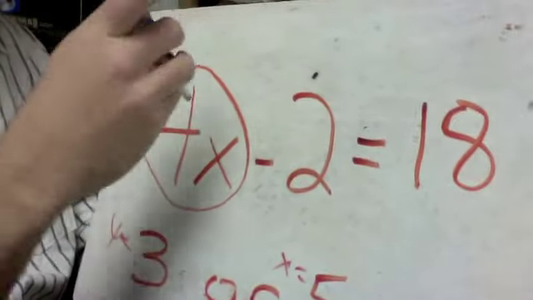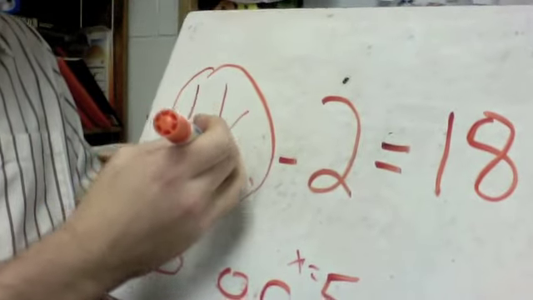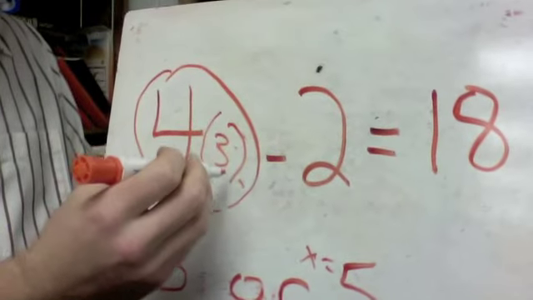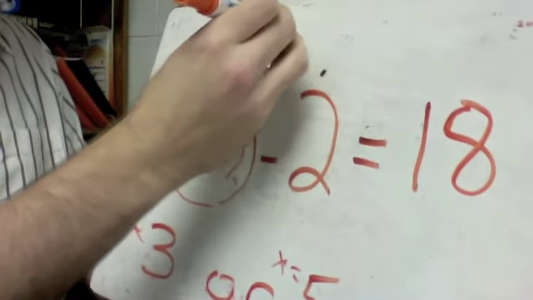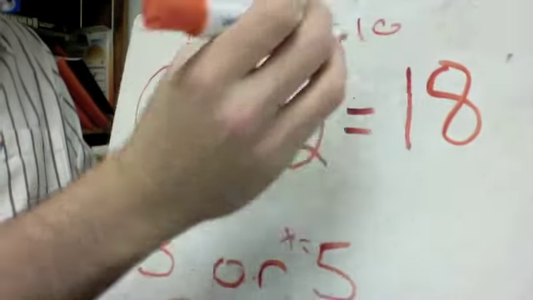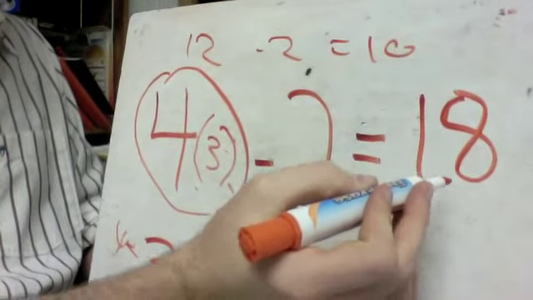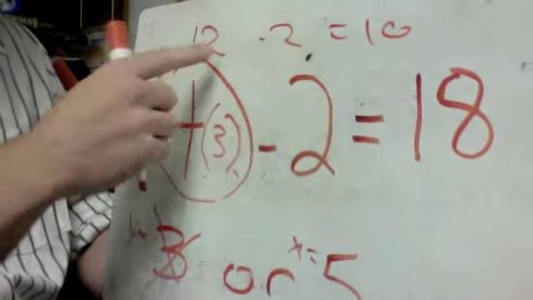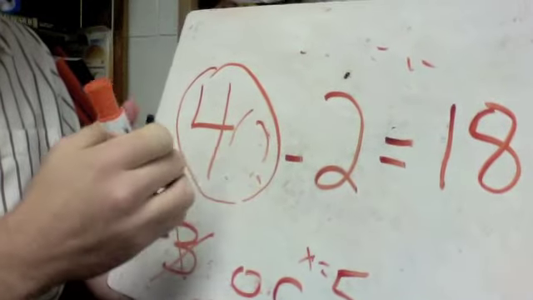If I put 3 in for x, and I'll just write it like this, because those parentheses mean multiplication as well. So 4 times 3 is 12. 12 take away 2 is 10. This number sentence says it's supposed to equal 18. So we know that 3 is not going to work. So I can get rid of all this stuff. Now we need to try the other one and see if it works.